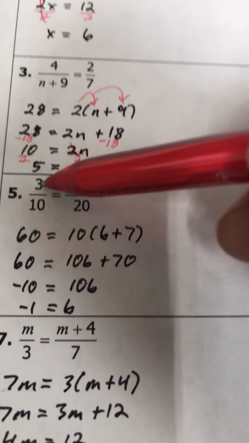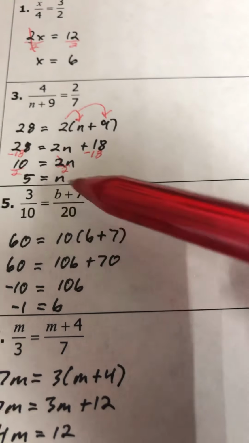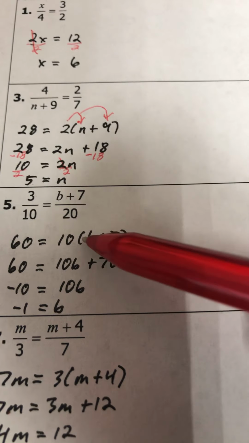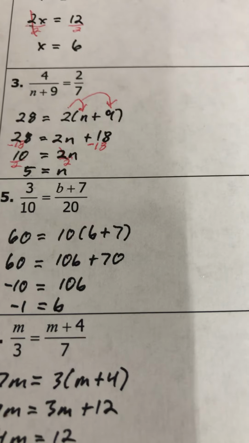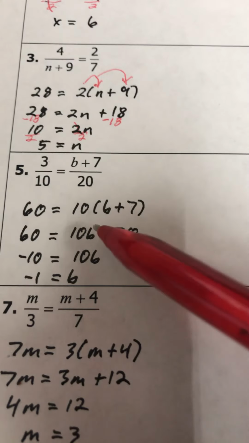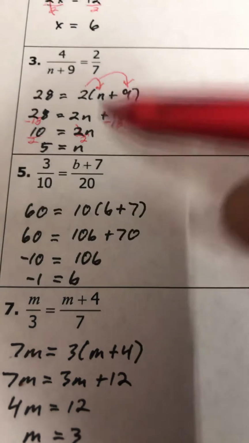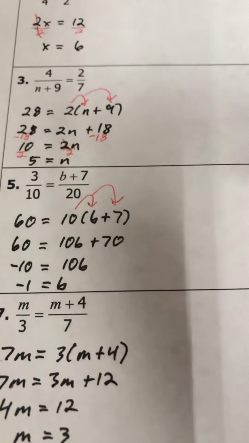20 times 3 is 60, and 10 times b plus 7 looks like that. And so what I have here is I have to use the distributive property, so 10 times b and 10 times 7.